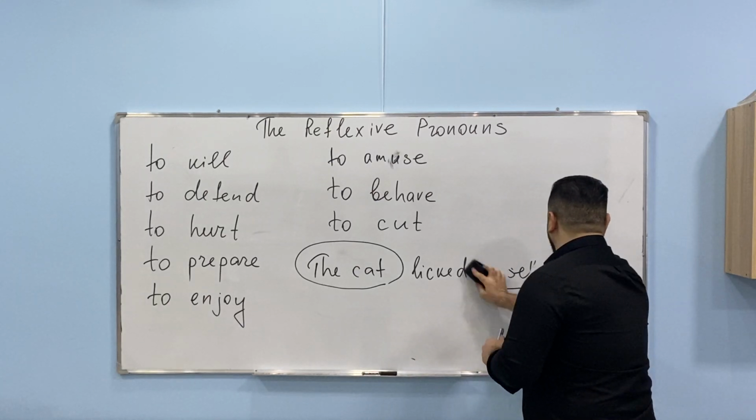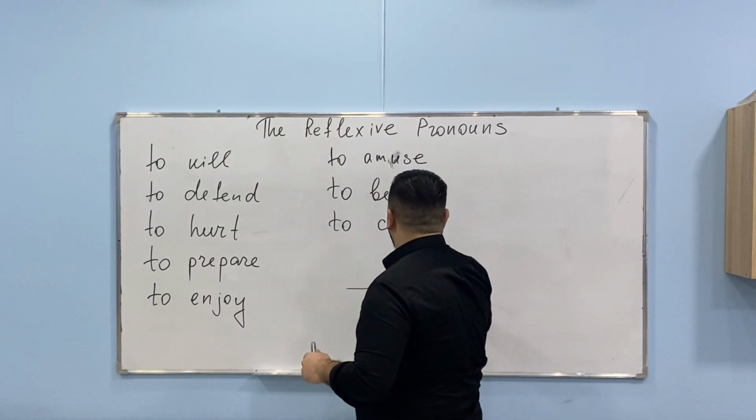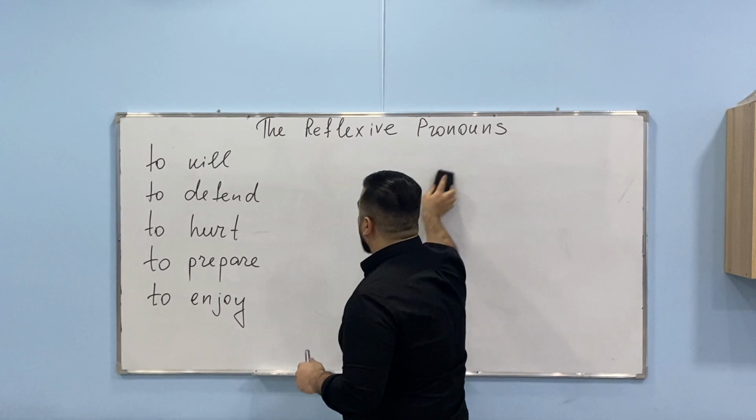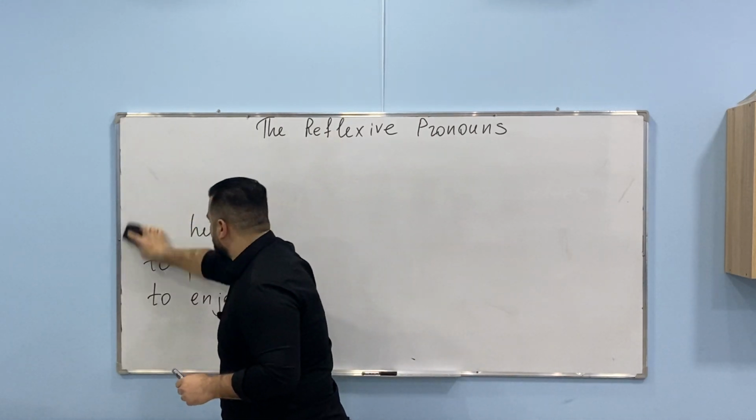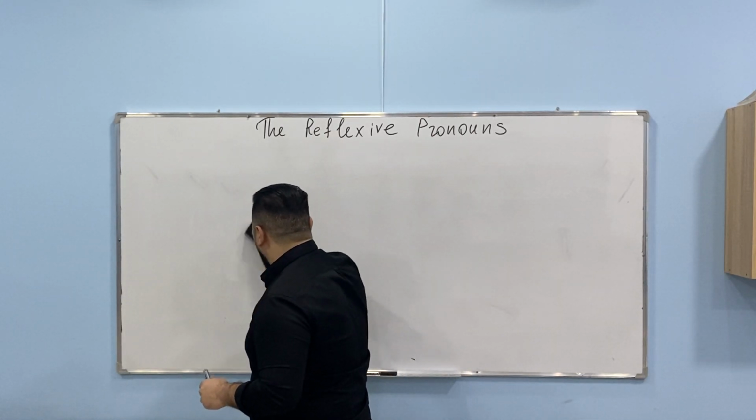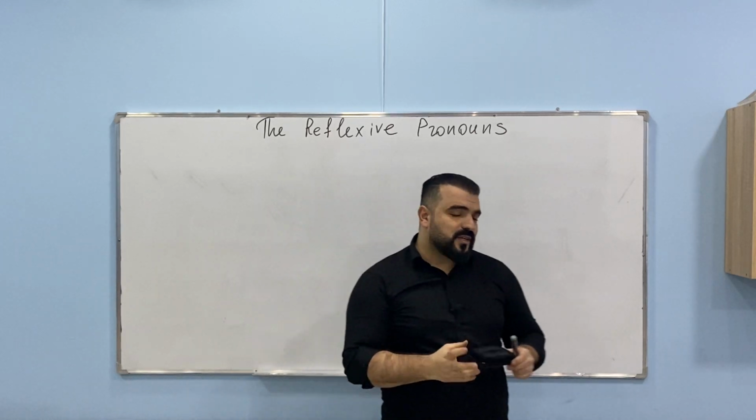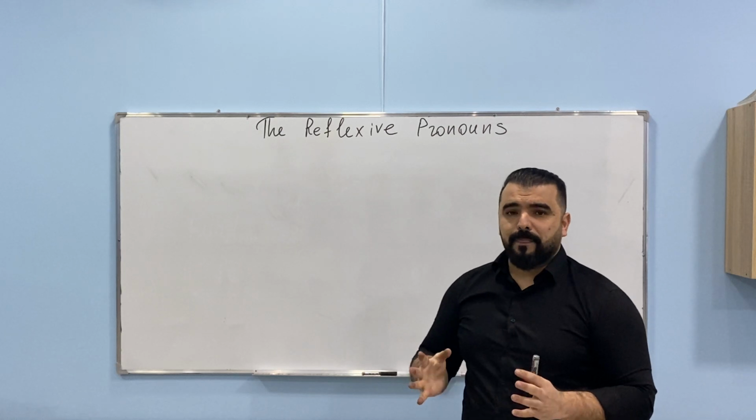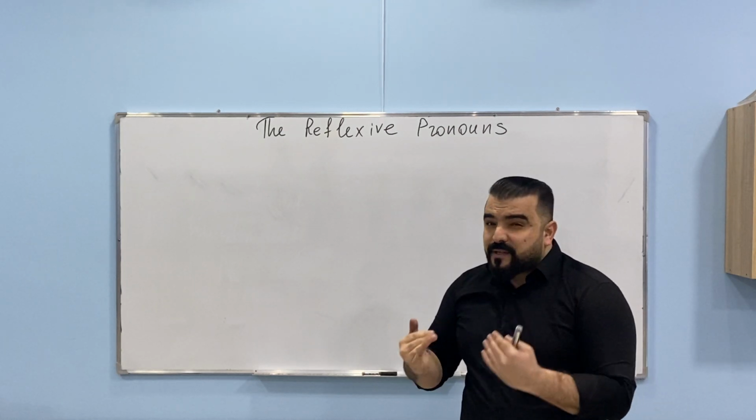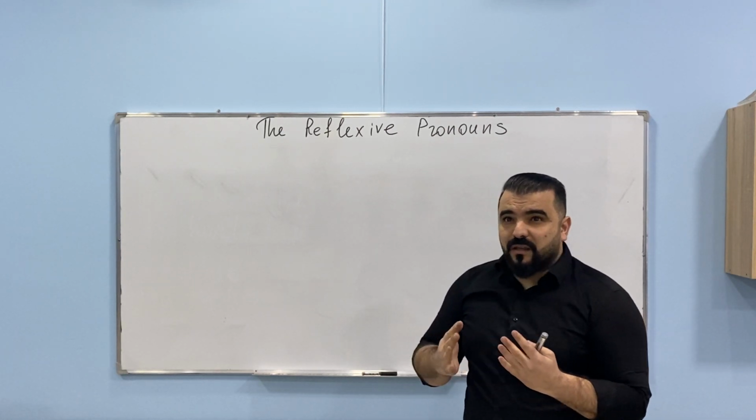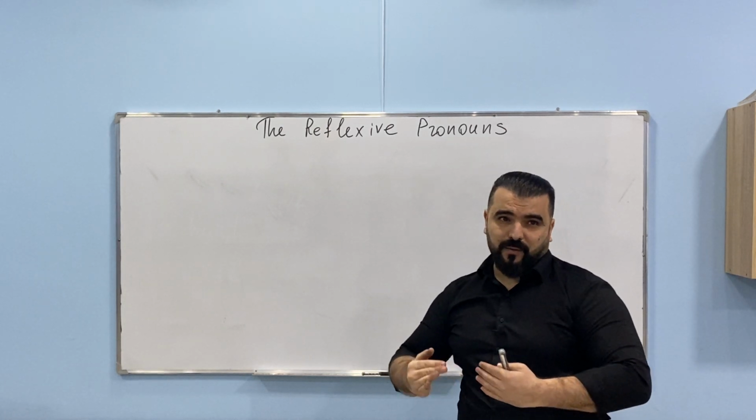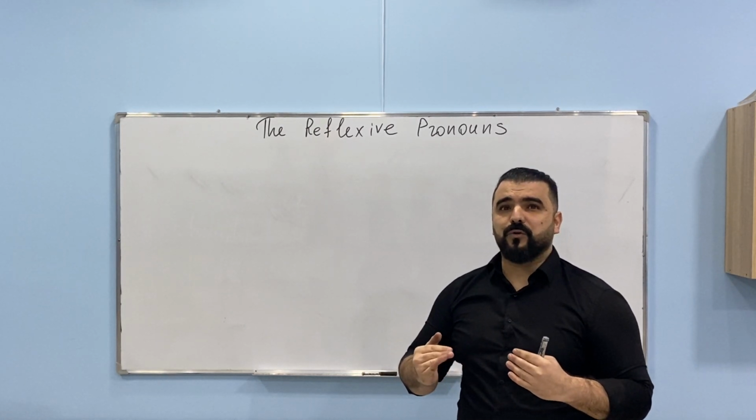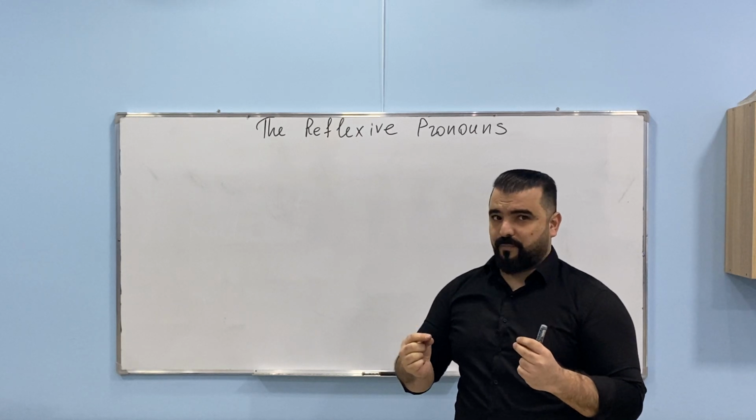Let's go. In the first section, we learned that we use the reflexive pronoun when the subject and the object are the same. Let's talk about the preposition. I mean the reflexive pronoun after a preposition. Reflexive pronouns may be used as the object of a preposition.